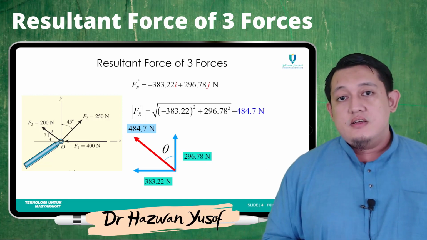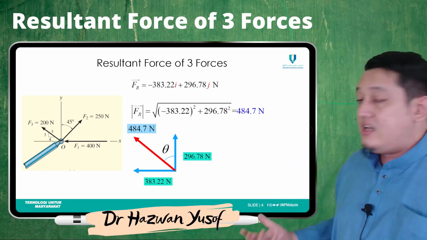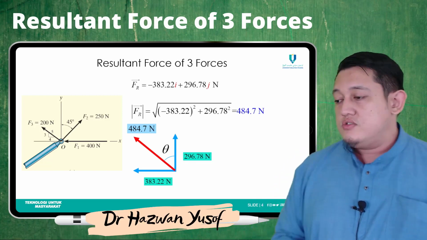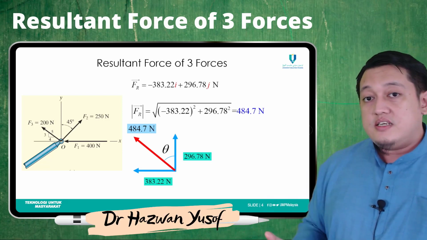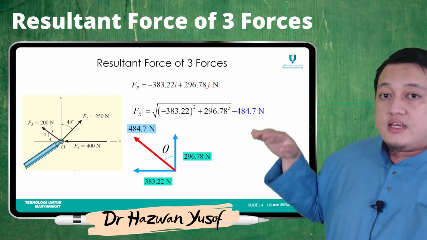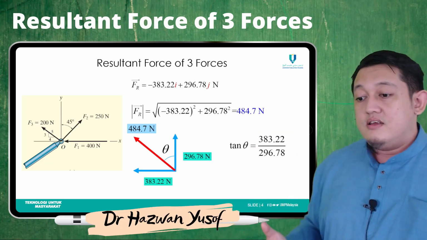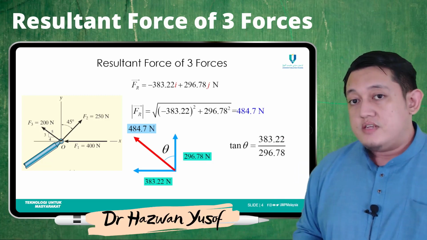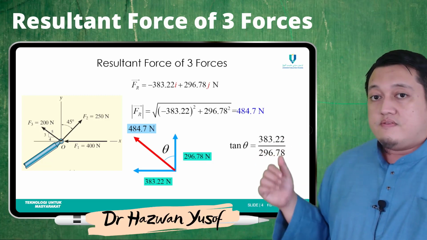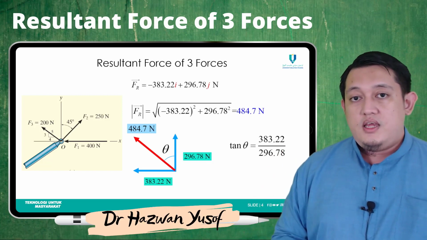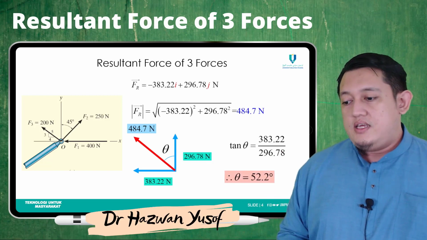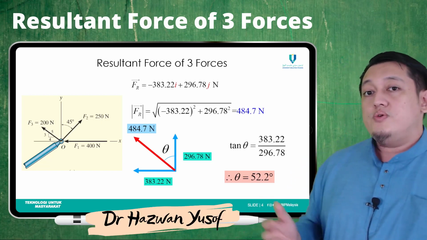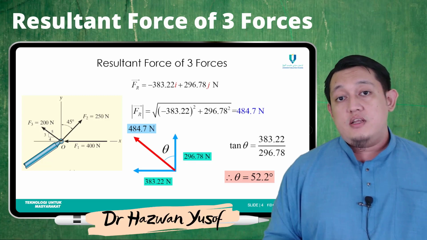How do we find this angle? Because we already have all the values, we can use sine, cosine, or tangent. But I personally prefer to use tangent. Tangent is equal to the opposite of the angle, which is 383.22, over 296.78 Newton. So this is the value of tangent of the angle. When we insert it into the calculator, we get the angle as 52.2 degrees. Simple. So this is how you can calculate the resultant force when you have more than two forces.